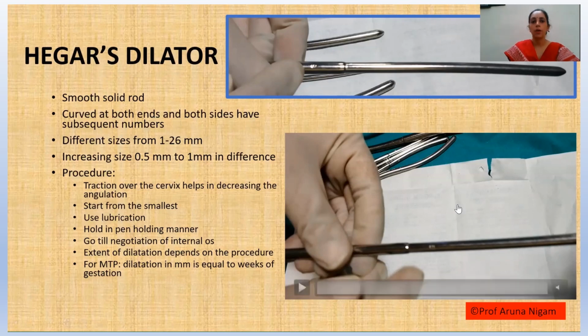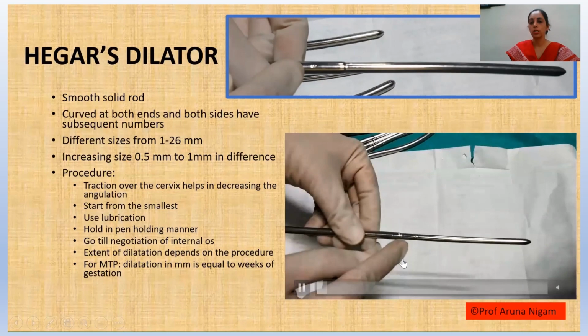With a curve at both the ends, and different sizes are available from 1 to 26 number, and each side is of a different number. Supposing this side is number 7, then the other will be number 8, and this number is written out here. The size difference between either side is around 0.5 to 1 mm.